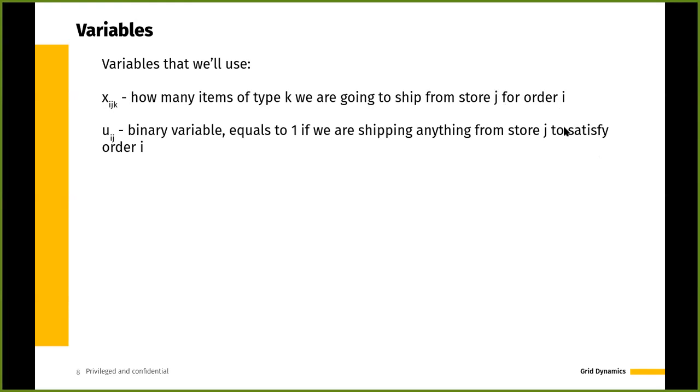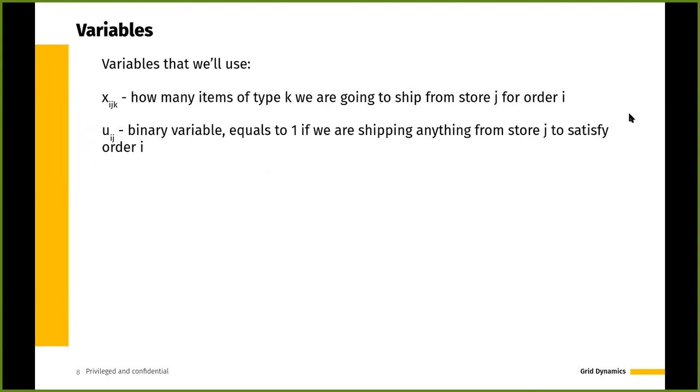For example, if somebody ordered an item, we should assign some value to at least one of these variables, and the subscripts in this variable will denote from which store we would like to ship this ordered item. Another set of variables is dependent on the first one. You'll see why we need it further inside the presentation. It's a binary variable, u_ij. It will equal 1 if store J is used to fulfill the order I.